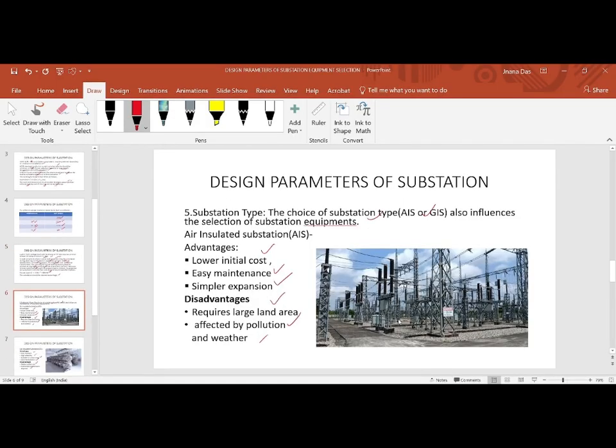The type of substation also influences the selection of the equipment of the substation. If we choose the air insulated substation, it will have certain advantages and disadvantages. The advantages are lower initial cost, easy maintenance, and simpler expansion. The disadvantages are that it requires a large land area and is affected by pollution and weather.